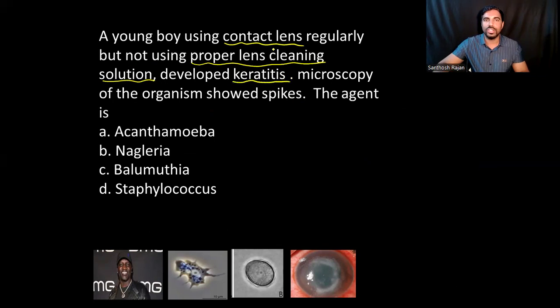Okay, pictures were not given. They only said this: on microscopy, the organism showed spikes. Spikes, okay? One clue, whenever there are spikes, the other name for spikes is acorn. Acorn means spike. So you already got a clue in the question itself, okay?